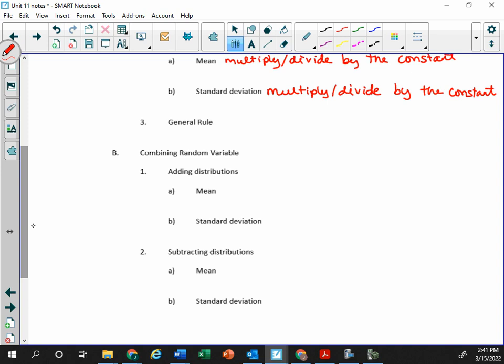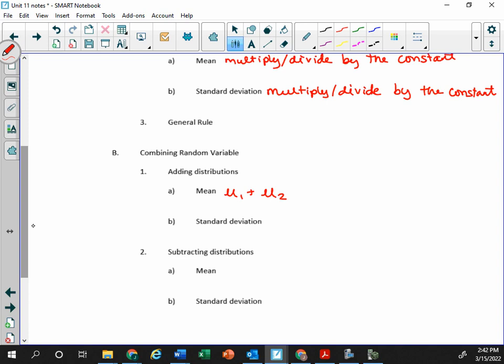We're not writing anything for the general rule, so we're jumping down to combining random variables. There may come a time where you need to actually add two separate distributions together. When you do that, to find your new mean, you just take the mean of one plus the mean of the other, so mu sub 1 plus mu sub 2. And I'll show you this with examples too, so it makes more sense.